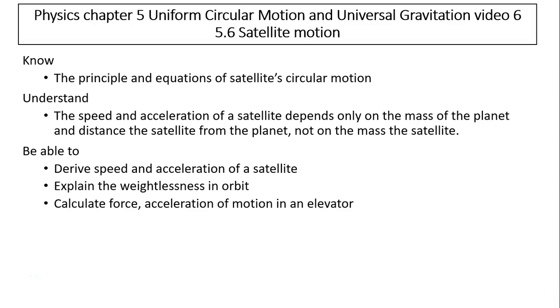This is Physics Chapter 5, Uniform Circular Motion and Universal Gravitation, Video 6. Today's topic is satellite motion. The objectives are to know the principle and the equations of satellite circular motion, and to understand the speed and acceleration of a satellite depend only on the mass of the planet and the distance of the satellite from the planet, not on the mass of the satellite.